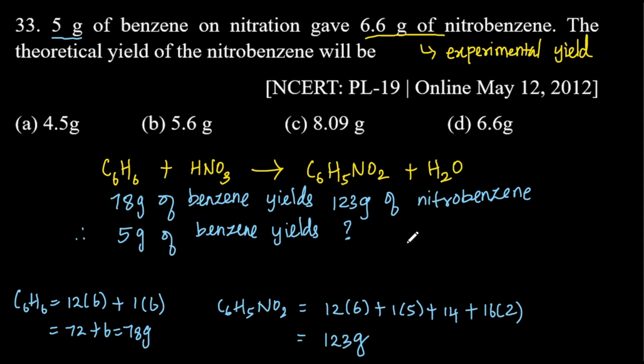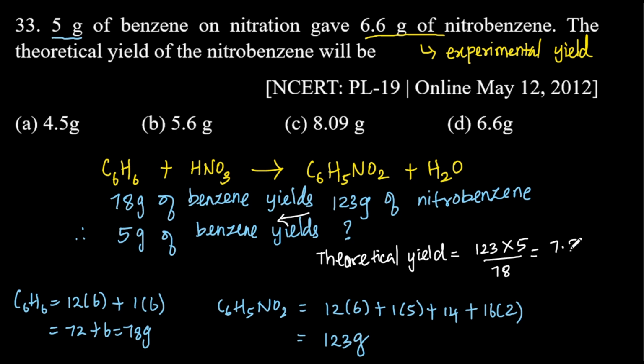We can find the answer by cross multiplication. So the theoretical yield is the one which we are calculating from the equation. Theoretical yield is, you have to do cross multiplication. So 123 into 5 divided by 78. So when you do the calculation, you will get the answer as 7.88 gram. So in the given options, option C is closer to the theoretical yield. So option C, 8.09 gram is the correct answer.